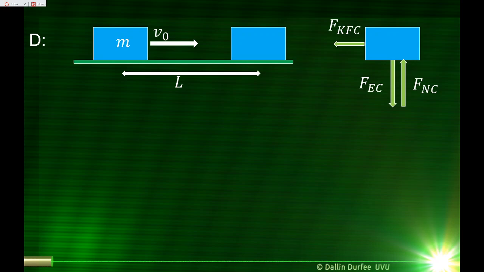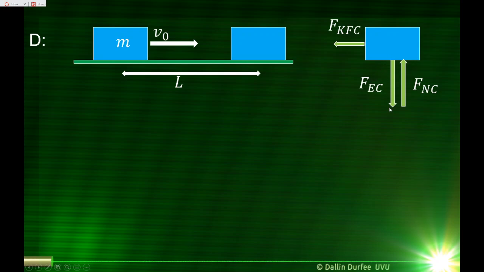Well, we'll use the snuggly dog method, and that starts with drawing a diagram. So here's my diagram. I have my crate with a mass m, and it's moving at some velocity v0, and then it slides a distance l before friction brings it to a stop. I've also got a free body diagram over here showing the different forces acting on the crate.